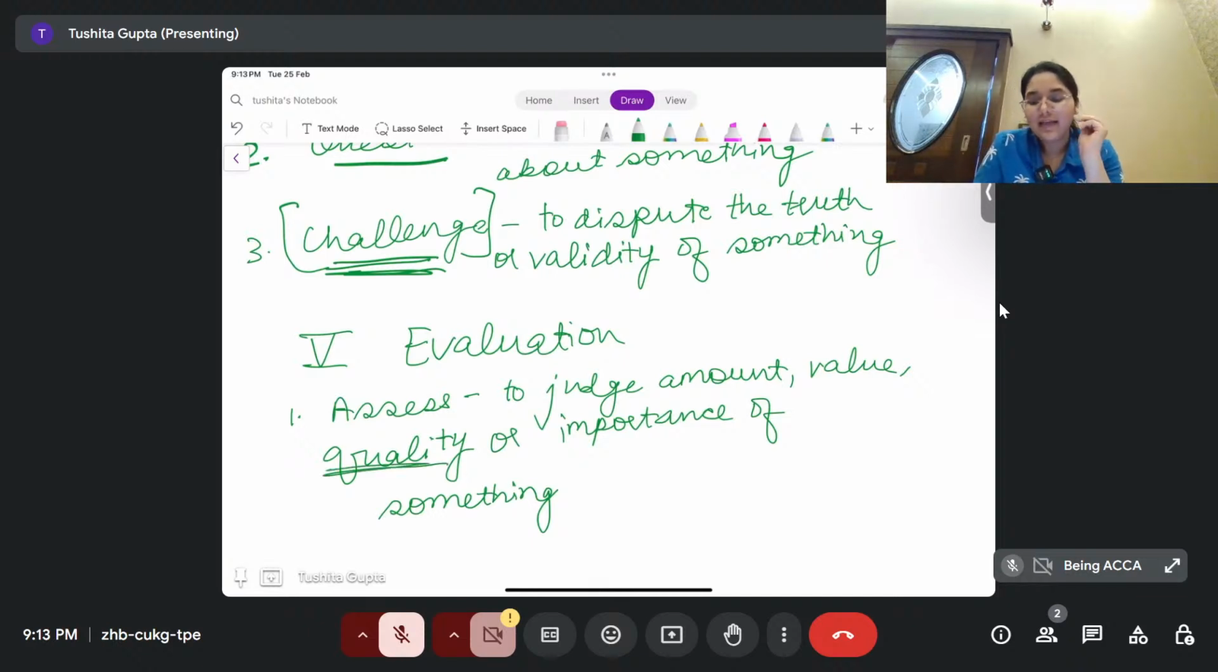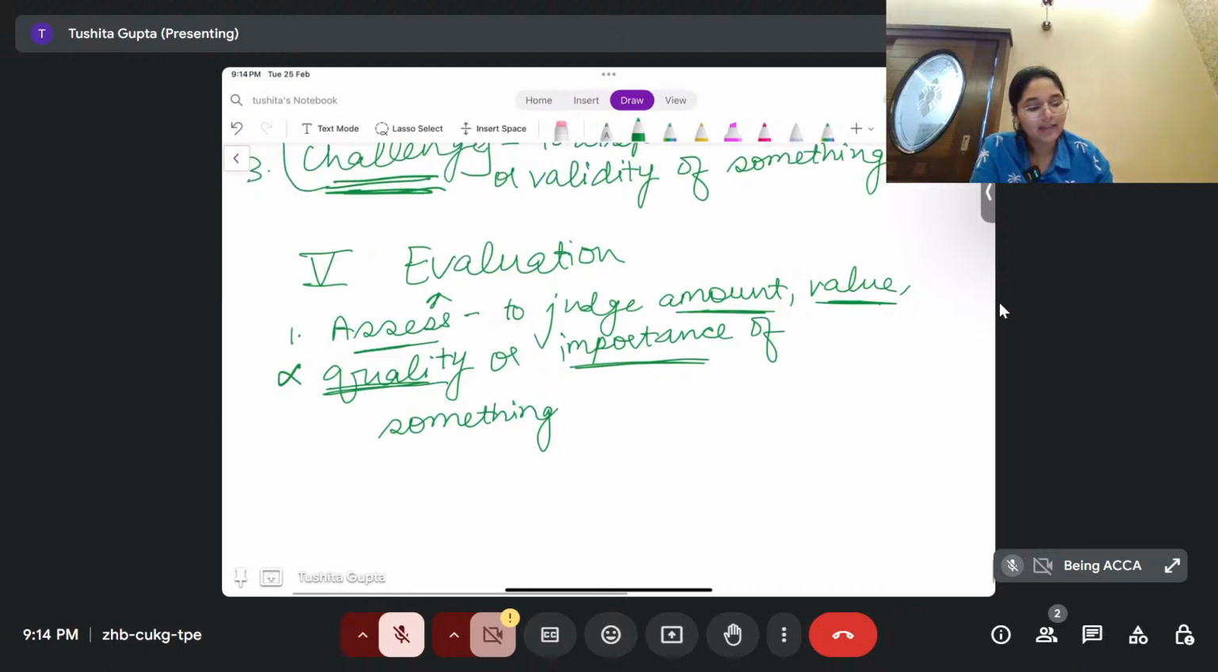And then let's suppose you are evaluating some sort of a proposal, if the charity that we have in our pre-scene, let's suppose they are planning to do something new. So what are you going to do as a part of evaluation? You will see how much it's going to cost you amount wise, how much value it's going to generate, or quality is not really applicable here, and what is the importance of doing that. So is that project really important for us?